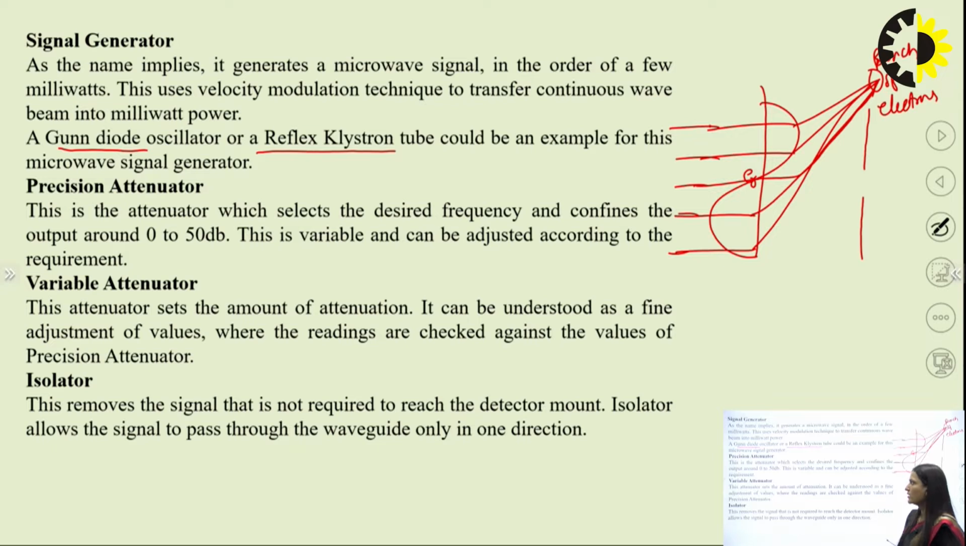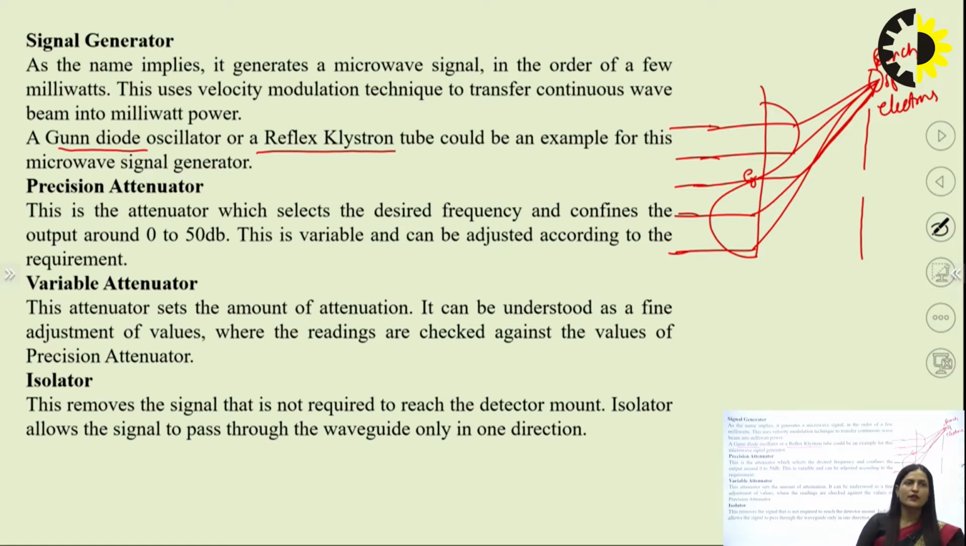Gun diode is based on the tunneling effect. From the tunneling effect, it will generate a signal, and gun diode and reflex klystron will generate a microwave signal. The second component which is used is the isolator. After that, we have used the precision attenuator.